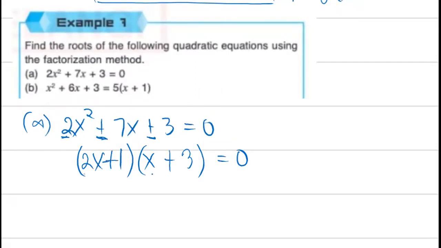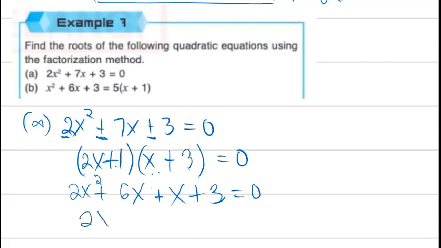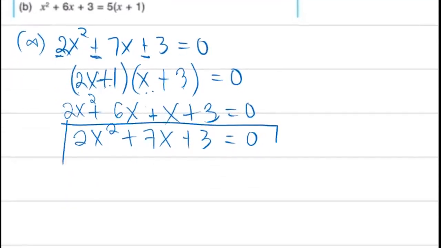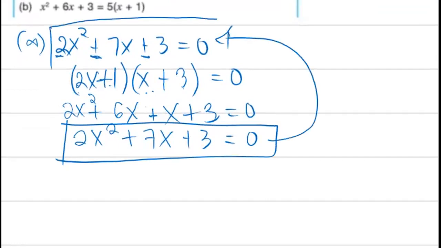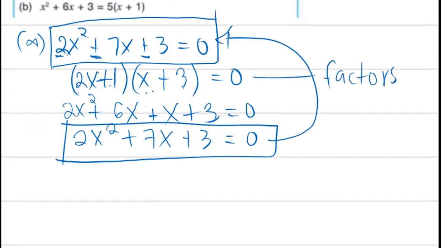So 2 times x is 2x squared. 2 times 3 is plus 6x, and then 1 times x is plus 1x. Please excuse my writing. I have to write it properly. 6x plus x, and then 1 times 3 is plus 3, equal to 0. So simplifying that, we have 2x squared plus 7x plus 3 is equal to 0. Because this product and the first equation match, that means our factors are correct.